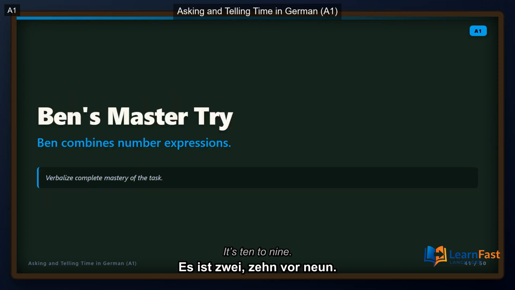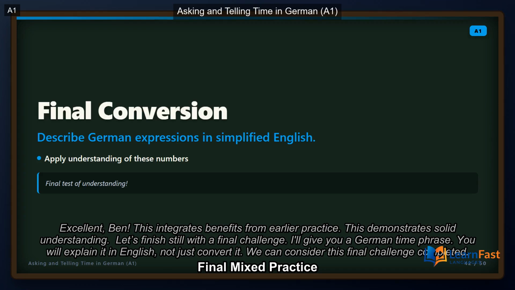Es ist 2:10 vor 9. Excellent, Ben. This integrates benefits from earlier practice. This demonstrates solid understanding. Let's finish with a final challenge. I'll give you a German time phrase. You will explain it in English, not just convert it. We can consider this final challenge completed.